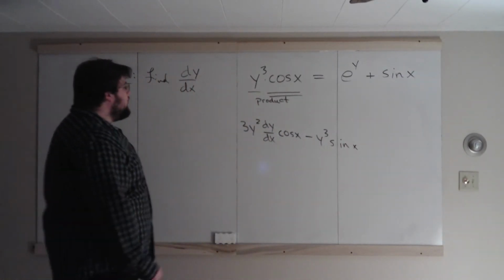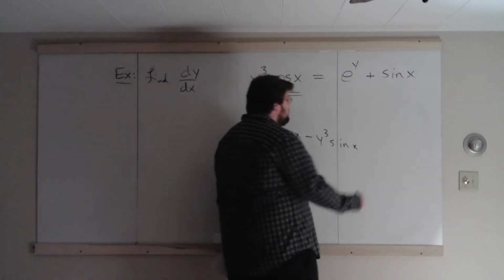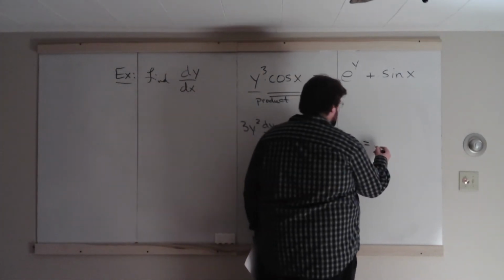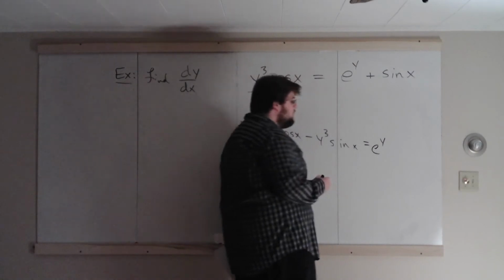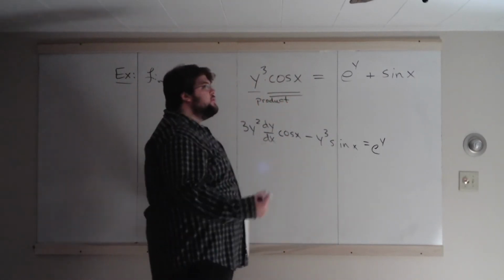Well, that's great. What do we get on the right side? On the right side, we have e to the y. Well, e to the y's derivative is itself. But that's a y, so we have to use the chain rule.